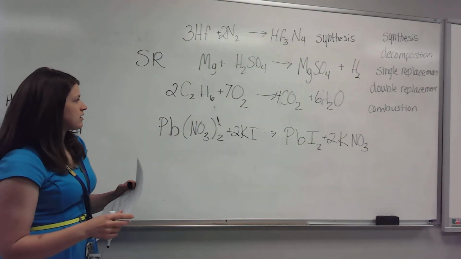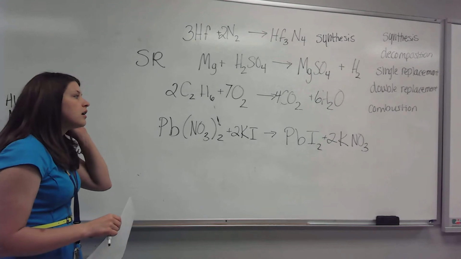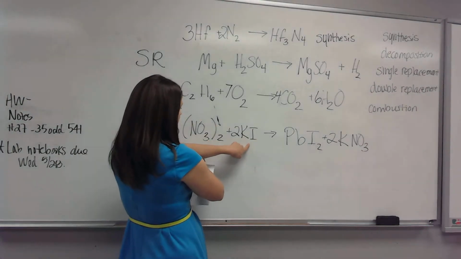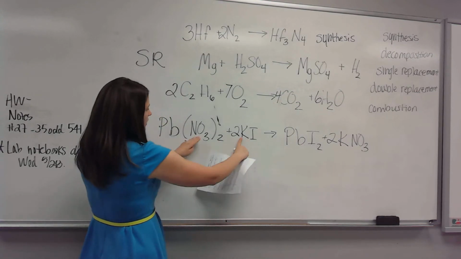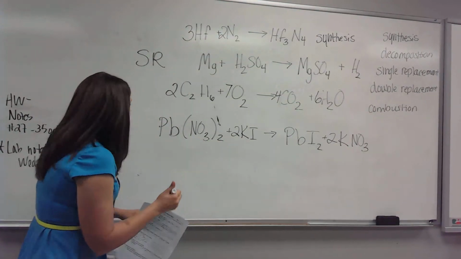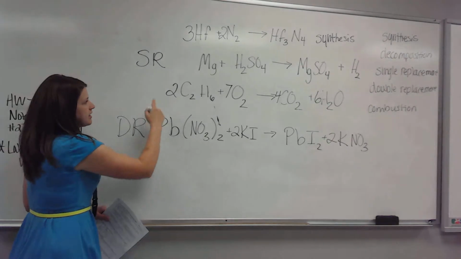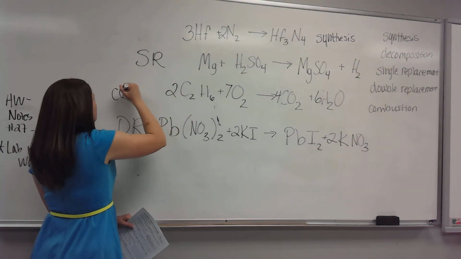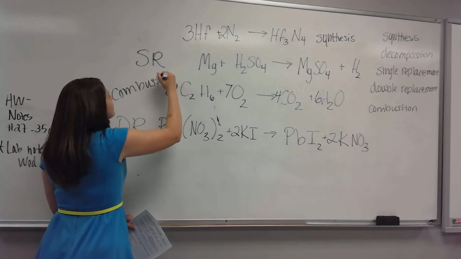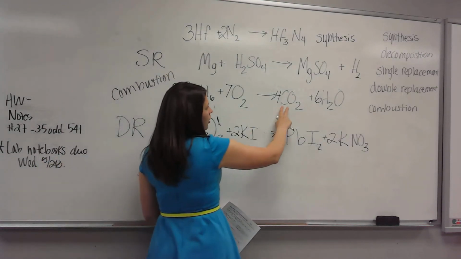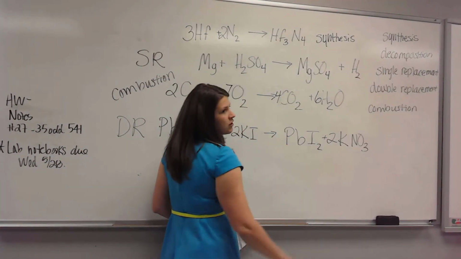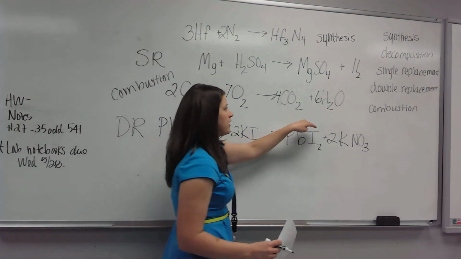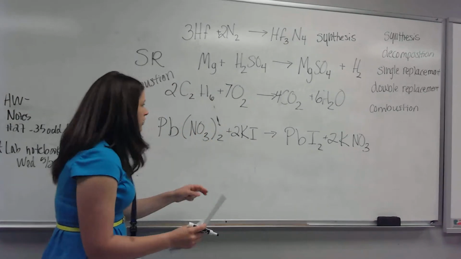What type of reaction is this? Double replacement. This is double replacement because that NO3 and the I are switching partners. So the Pb goes with the I and the K goes with the NO3. So this is double replacement. I forgot to ask this one. What type of reaction is this guy? Combustion. Thanks, Zach. Anytime you end up with a carbon dioxide and water, then you know it's combustion. Okay, some sort of hydrocarbon with oxygen making a carbon dioxide and water, that is the formula for combustion.